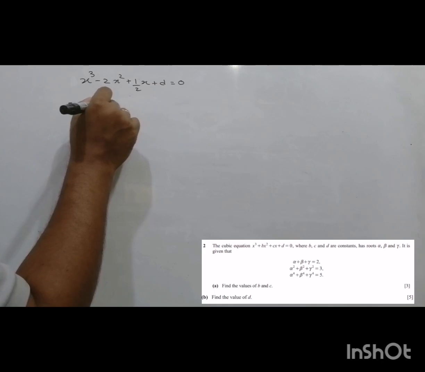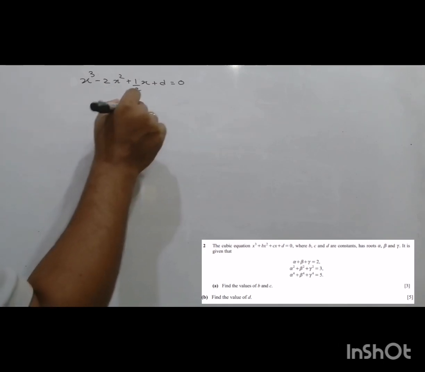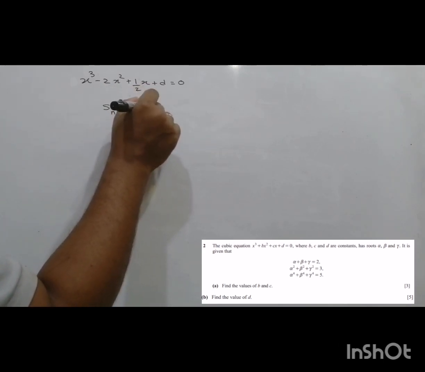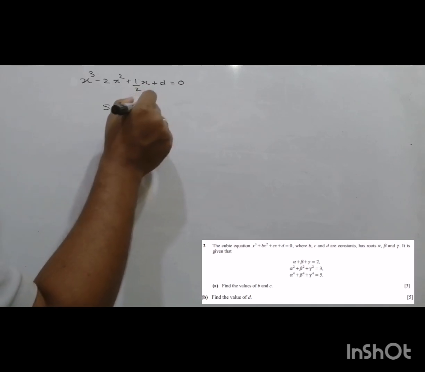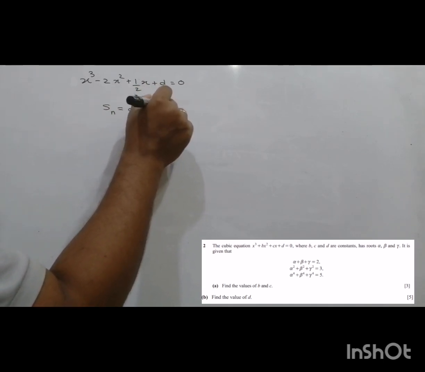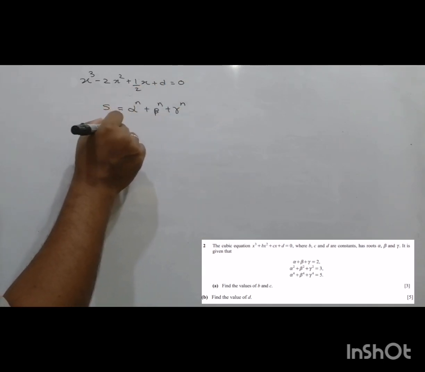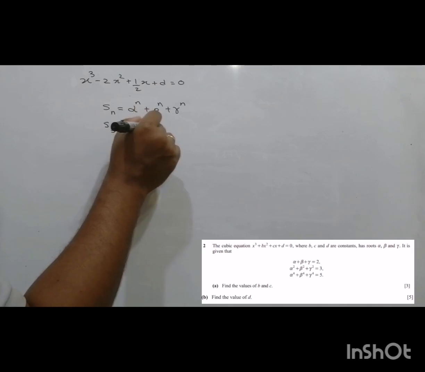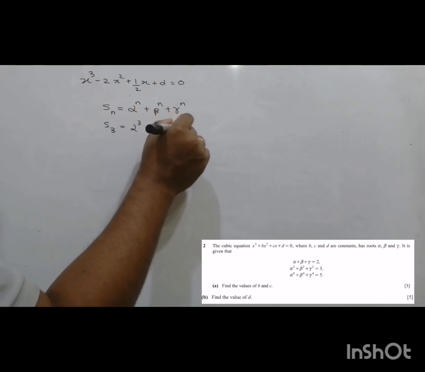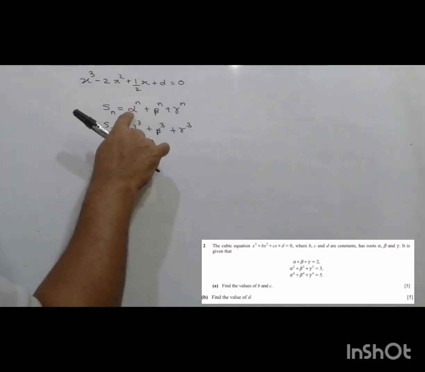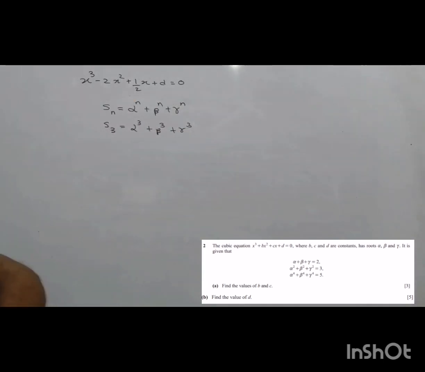we can consider S sub n as the sum of the roots taken to their nth powers. So S n would be sigma alpha to the power n plus beta to the power n plus gamma to the power n. So for example, S3 would be alpha cubed plus beta cubed plus gamma cubed. Now we've been given S2 and S3 as well as S1. S1 is simply the sum of the roots, that's alpha plus beta plus gamma.